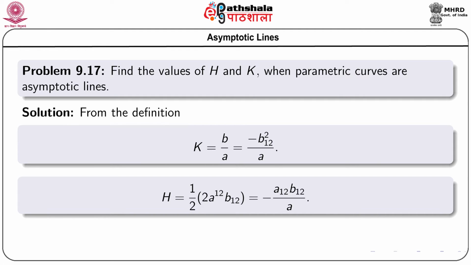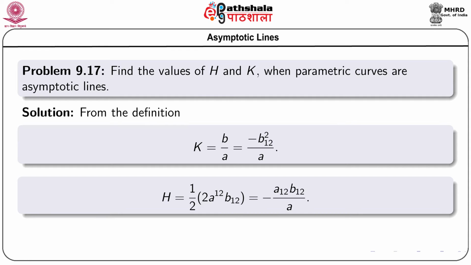From the Gauss equation, we got this condition that Gaussian curvature equals B by A, where B is the determinant of B alpha beta. B alpha beta are the coefficients of the second fundamental form, but when the parametric curves are asymptotic lines, we just get B11 = B22 = 0. So this B becomes only minus B12 square by A.